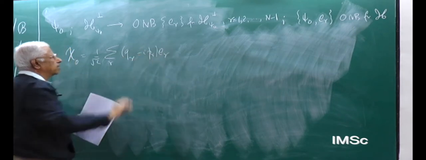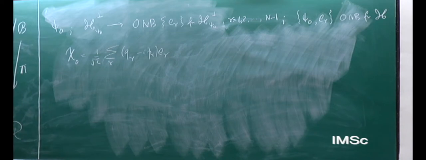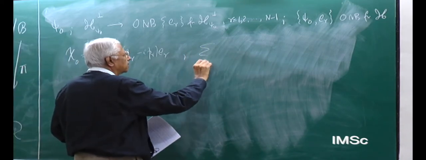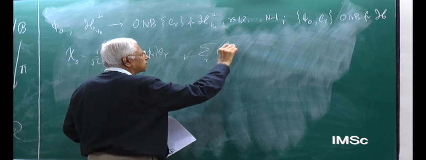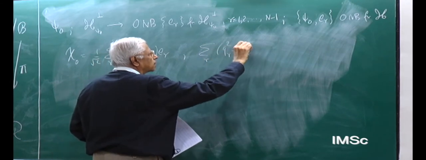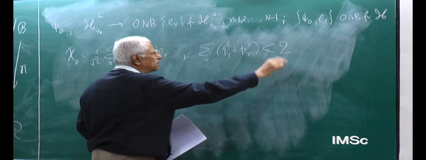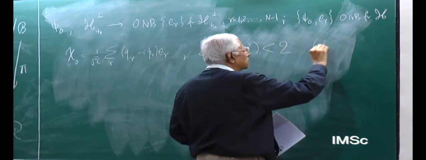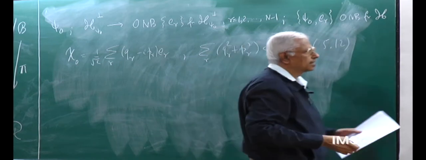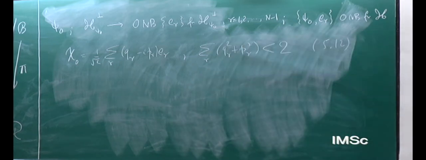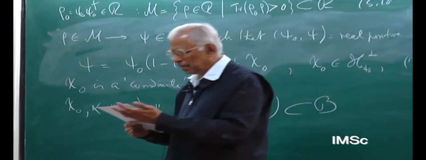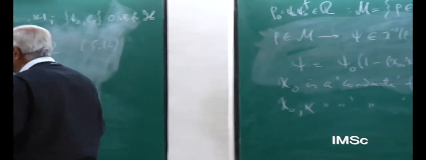I will expand it in this form. And the condition on these q's and p's is that the sum of the squares of the q's and p's should be strictly less than 2, because the norm of chi must be strictly less than 1. All right? So now what can we say?